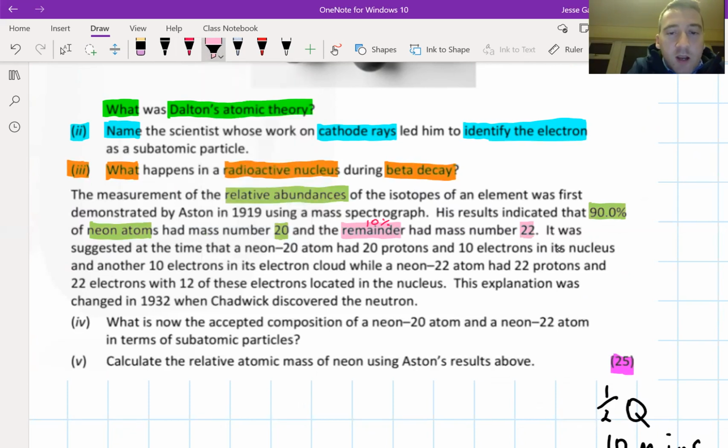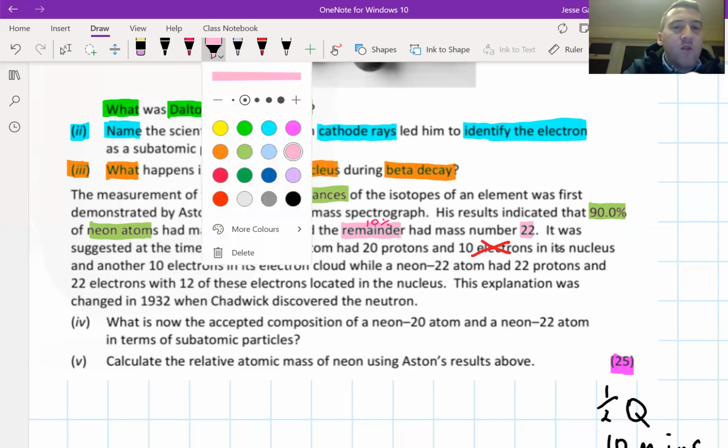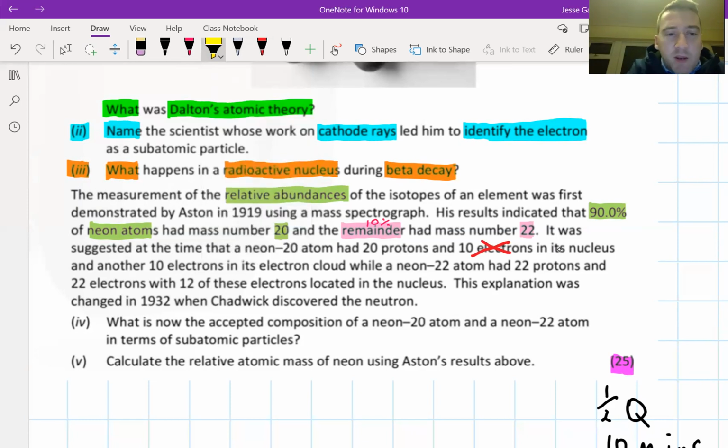Okay, it was suggested at the time that neon 20 had 20 protons and 10 electrons in its nucleus. That's ringing a bell with me. That doesn't sound right. 10 electrons in the nucleus, no electrons in the nucleus. So this was obviously an old idea that's not right anymore. And another 10 electrons in the electron cloud, while neon 22 had 22 protons and 22 electrons with 12 of these located in the nucleus. Right, well, that sounds really wrong. So let's see where this is going. In yellow, this explanation was changed in 1932 when Chadwick discovered the neutron.